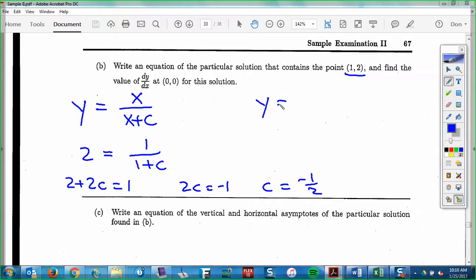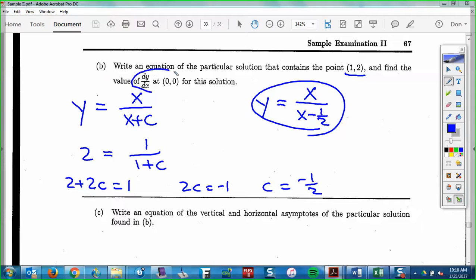So the solution that contains, remember when we talked about the particular solution, we have the general solution of the differential equation, which has the C in it. But once we have an initial condition, you could call this an initial value problem, the IVP. It's a differential equation with the initial condition. So they give us an initial condition, and we can plug that in. So we get x over x minus 1/2. So that's the actual solution we would be graphing.